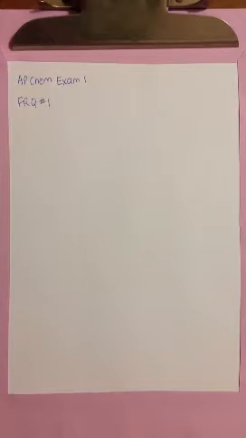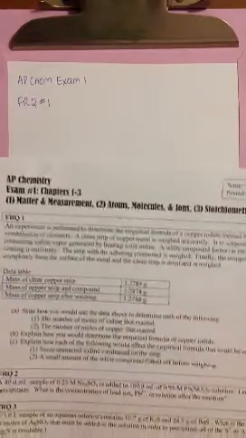This question comes from the first AP Chem exam. It's the first free response question. It's the one where you're adding copper and iodine to make copper iodide, and you're trying to ultimately determine the empirical formula. So this is the question right here.